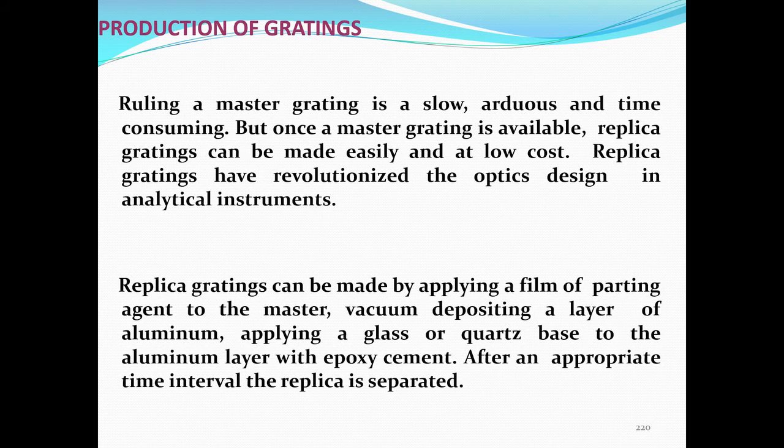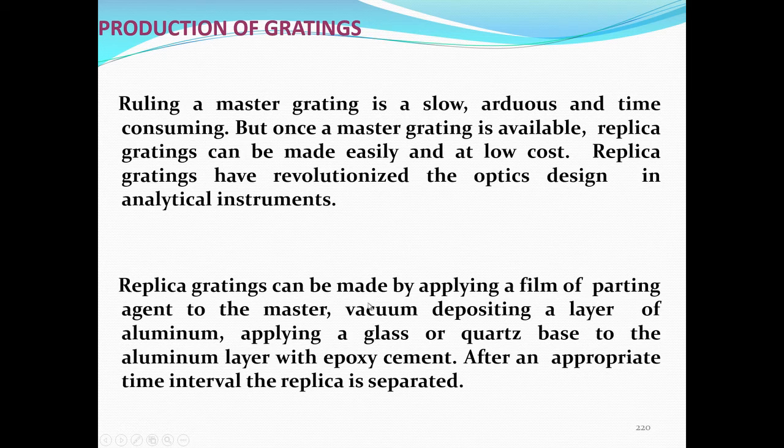Now, how do I produce a grating? A grating is produced using a master grating. Every time it is not possible to get the same quality of grating by taking a machine and doing it. So, what we normally do is make a master grating and then produce the replicas. Basically it is slow, arduous and time consuming, but once a master grating becomes available, replica gratings can be made very easily, and that too at low cost.